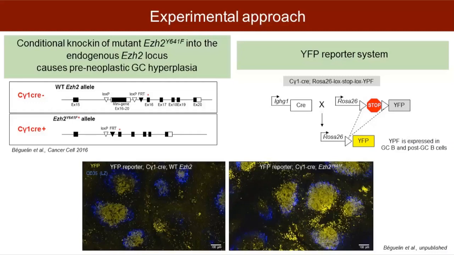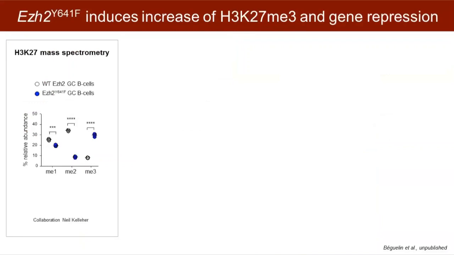So with these tools, we decided to explore the mechanism through which EZH2 mutations disrupt the immune system to initiate malignant transformation. We first did the histone mass spec in purified germinal center B cells, and we found a massive increase in H3K27 trimethylation levels in mutant EZH2 cells at the expense of reduction in di- and monomethylation.